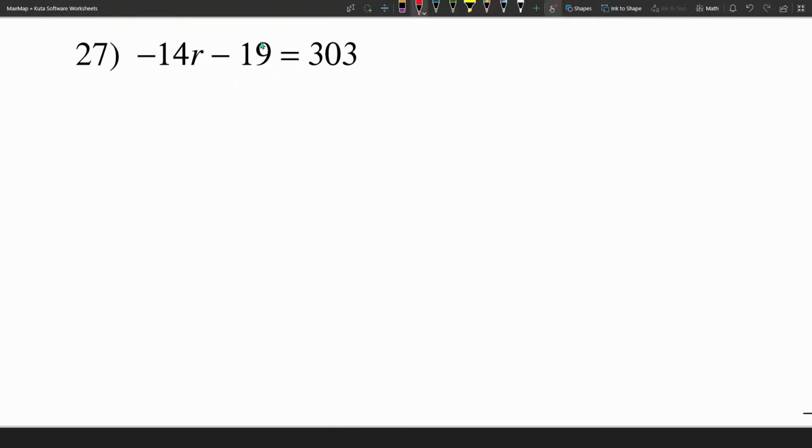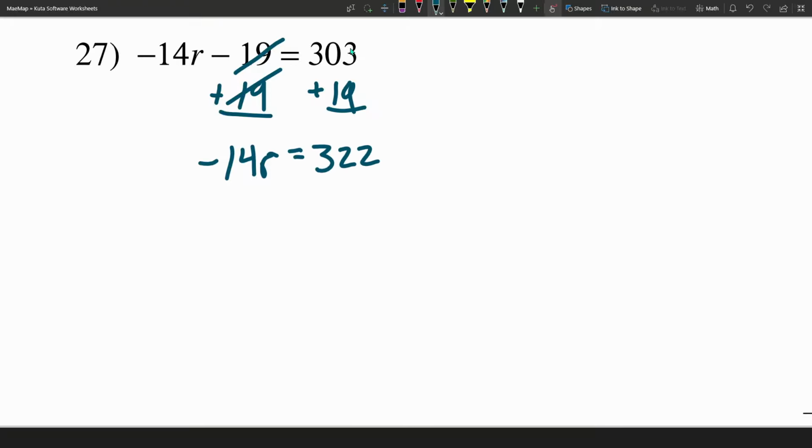We're going to start by getting rid of this minus 19 by adding it to both sides. So when we add 19 to both sides, we'll have negative 14r on our left-hand side equals 303 plus 19, which is going to be 322. 3 plus 9 is 12, carry the 1, 1 plus 1 is 2, then 3 plus nothing is still 3. So 322.